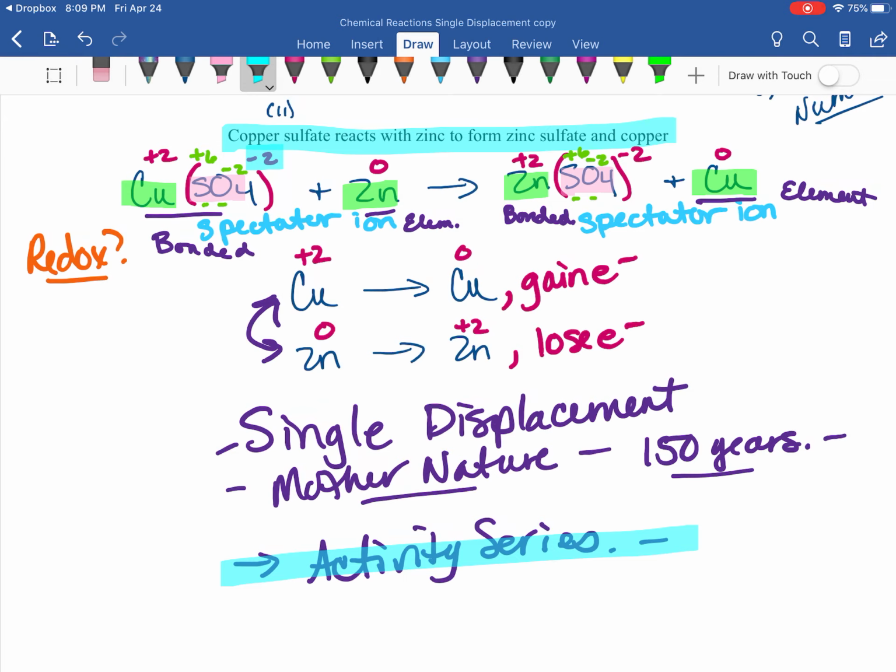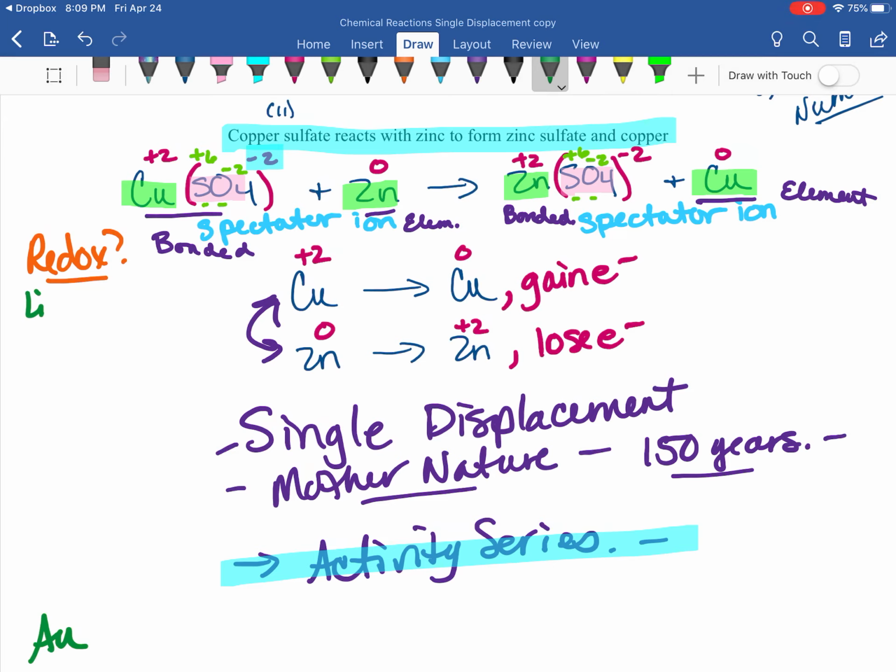So since these have been known and they are in a table, you can test these, but for this type of reaction, we will use the activity series. We will let Mother Nature tell us which ones are going to displace the others. So how do we read it? If you grab your activity series, like I said, I've got it posted for you online. They almost always have gold on the bottom and lithium on the top.